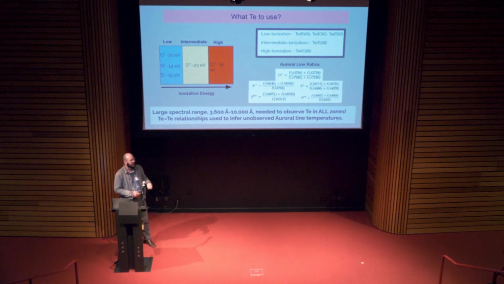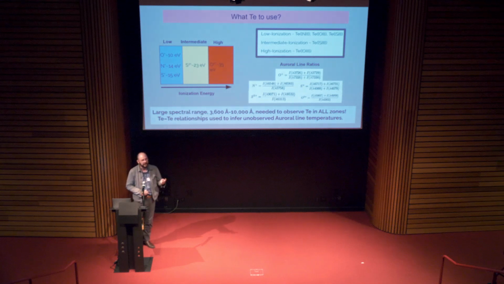So it'd be really great to always be able to measure all 5 of these auroral line ratios. However, it does require a very large spectral range. You need between 3,600 angstroms and 10,000 angstroms in order to measure all 5 of these temperatures, with the O2 temperature requiring the biggest separation in wavelength. And because of this, there are empirical and modeled trends, or temperature-temperature relationships, that you can use to infer the temperature for one ion given a measurement of another one.